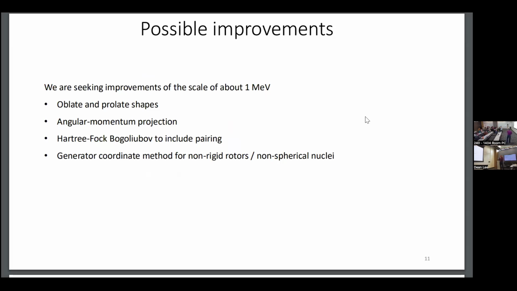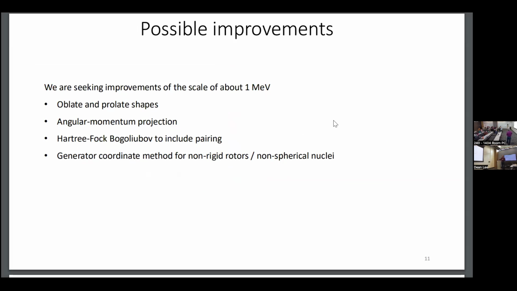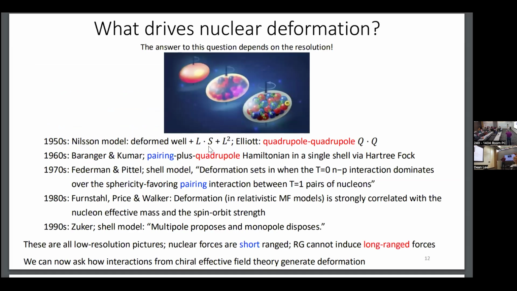Okay, so possible improvements. We are seeking things of the order of 1 MeV or a couple of MeV, and there are many things that come to mind. Of course, we should distinguish between oblate and prolate shapes. We should do angular momentum projection. Maybe we should include pairing. And then also for things like silicon 28, full GCM. These are all contributions of the scale of an MeV. That's essentially where we are. Okay. And that's the first story.